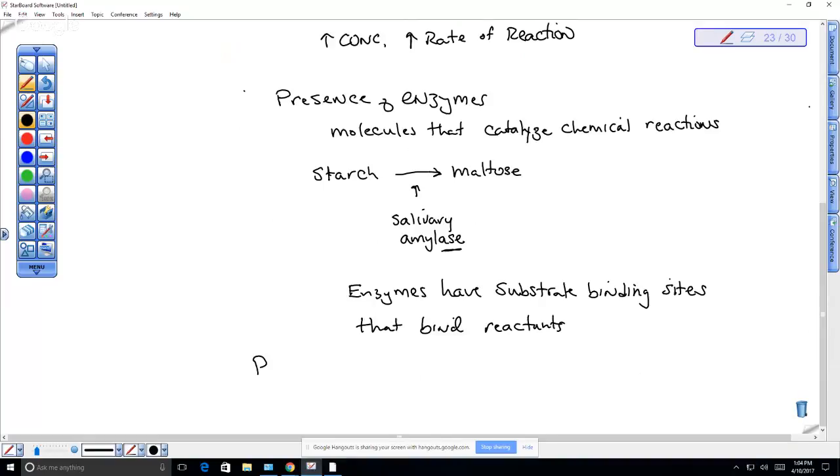Okay, so we have the reactants, and they produce the product. Okay, so starch would be the reactant, the product would be maltose. The important thing to realize about enzymes is that they are not used up. Okay, so I'll put enzymes are not used up in the chemical reaction. They're not broken down.